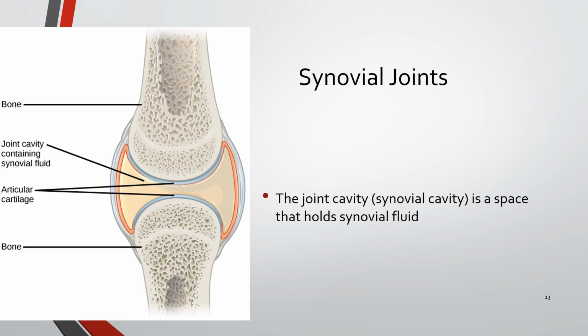The joint cavity or synovial cavity, again, is a place that holds the synovial fluid. Again, we said the synovial fluid is kind of like a pillow. It's dynamic. It's easy to move around, and again, its job is to keep things a little bit less intense and help to absorb some shock.